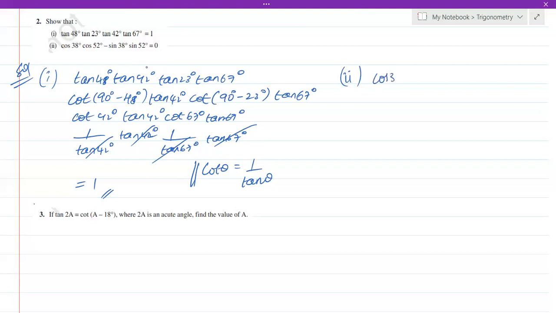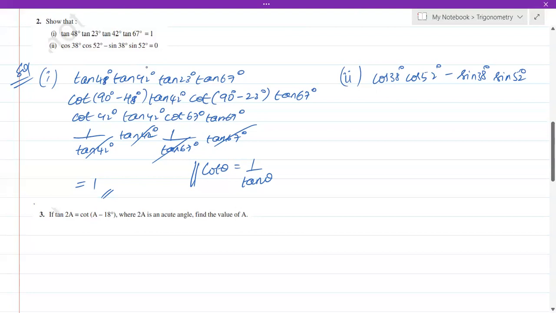The second one is cos 38, cos 52 minus sin 38, sin 52. Again, the same topic, same concept. There are two terms here. This is one term and this is another term. So keep any one term as it is and change the other term.